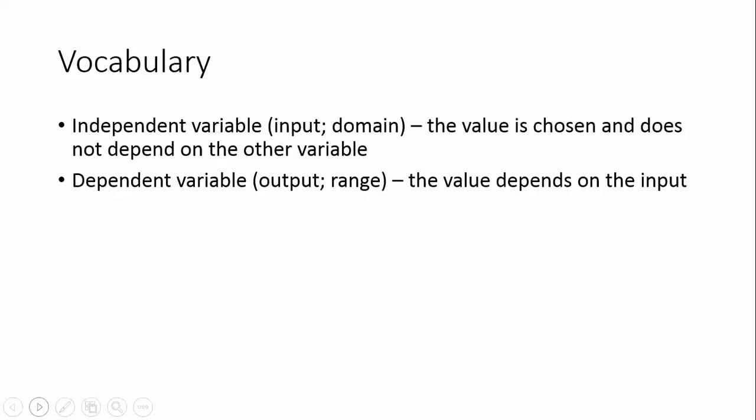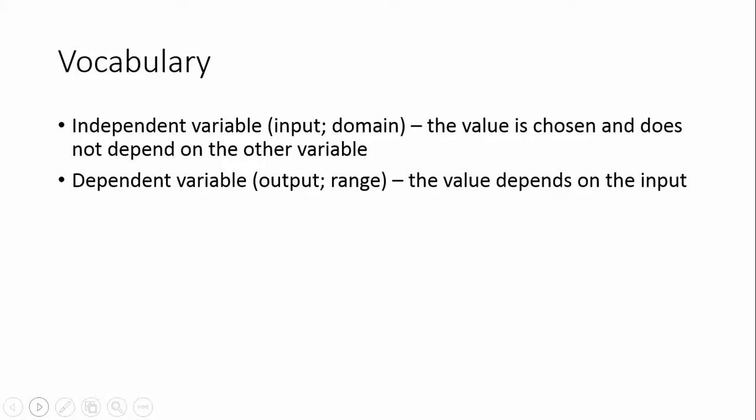So let's look at a few vocab terms. First, we have independent variable. And other words that may be used in place of the word independent variable is input or domain. So the independent variable is the value that is actually chosen for the function or equation and does not depend on the other variable. It's independent.